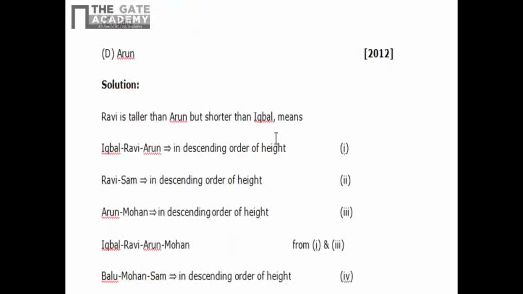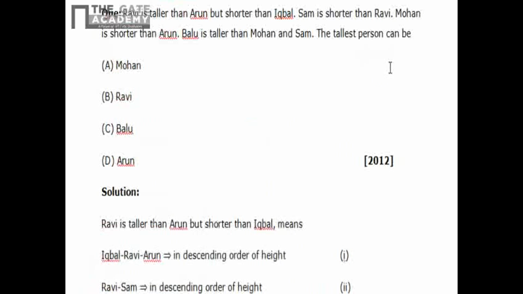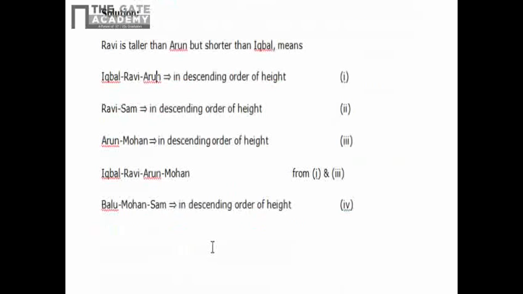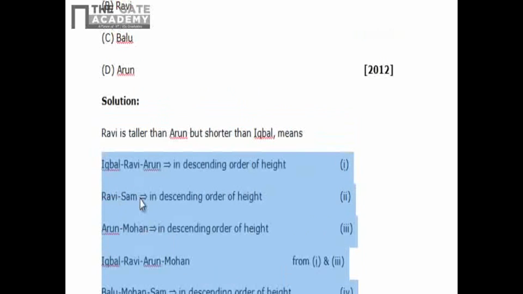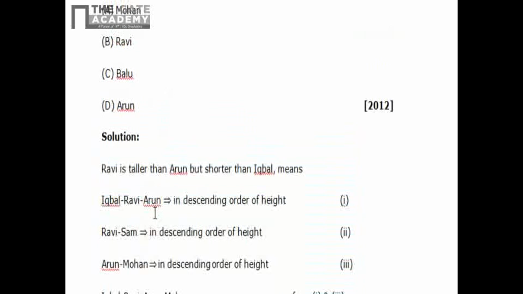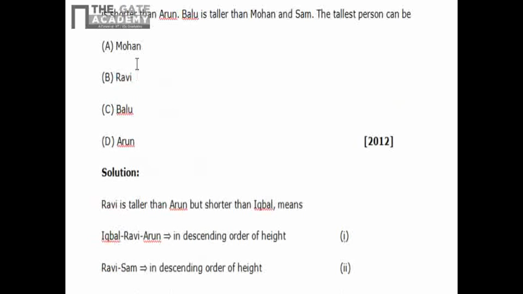Now, Balu is taller than Mohan and Sam. That means Balu, Mohan, Sam. And the tallest person can be. We have written all the possibilities, so we'll go by the options. Can Mohan be the tallest person? No, from this point. Can Ravi be the tallest person? No, from this point. Arun? No, from this point. The only option that remains is Balu. So Balu can be the tallest person among the options given.